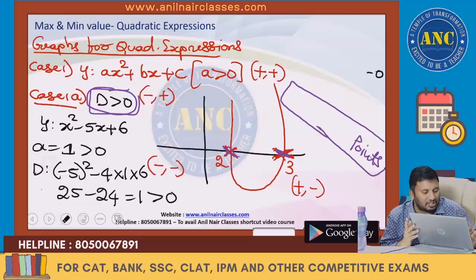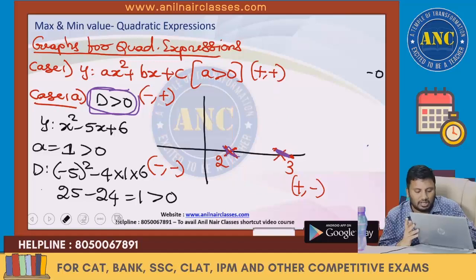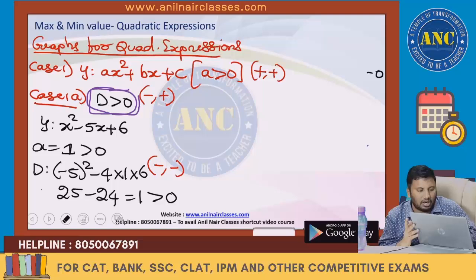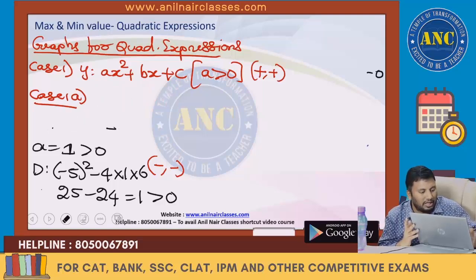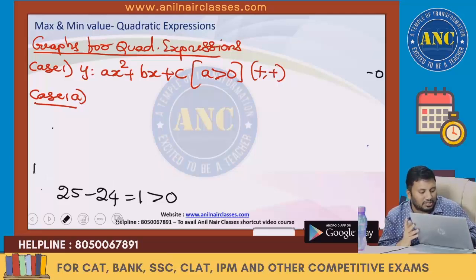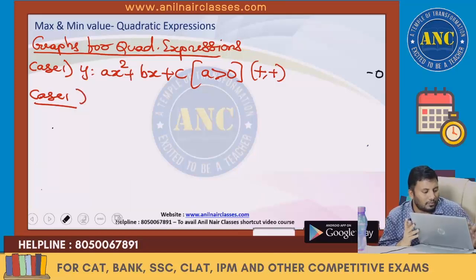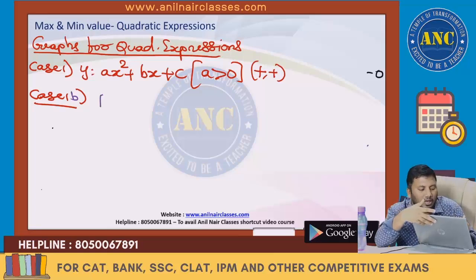If I erase this one, case 1b, what we will see is, we will not see D greater than 0. D equivalent to 0, we will see it. Then we will see what is happening to this case. Case 1b. If I take case 1b, D is equivalent to 0.